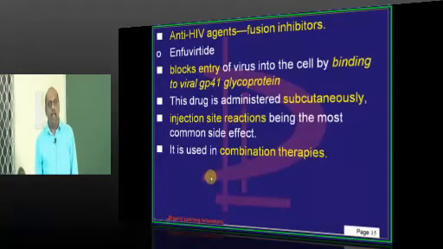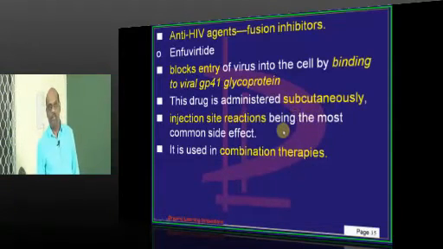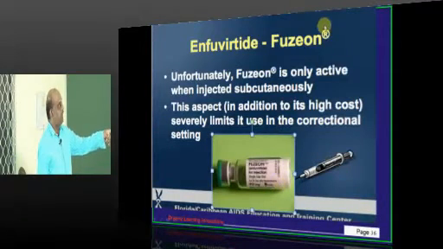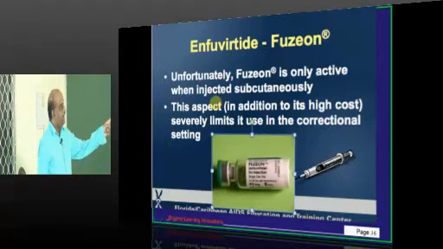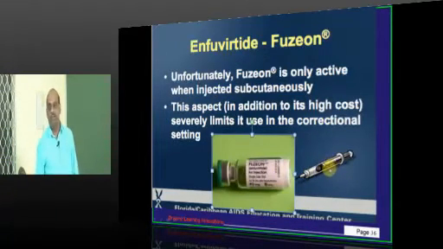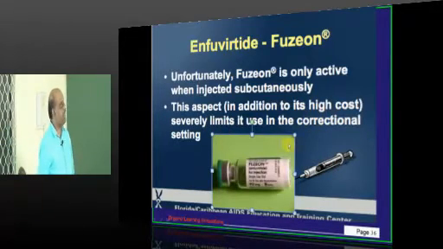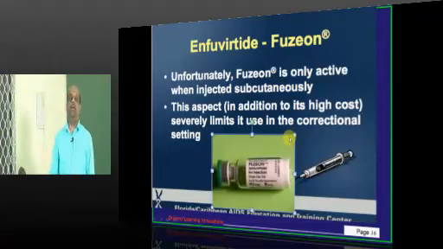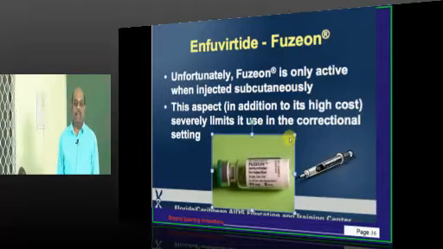Enfuvirtide is a good drug, but it can only be given subcutaneously. Fuzeon is its commercial name generally. It is active only when injected subcutaneously. And this part of enfuvirtide makes it a costly one. It is not just taking one pill, taking water, and once more having a free sexual life. That is not the life of the patient.